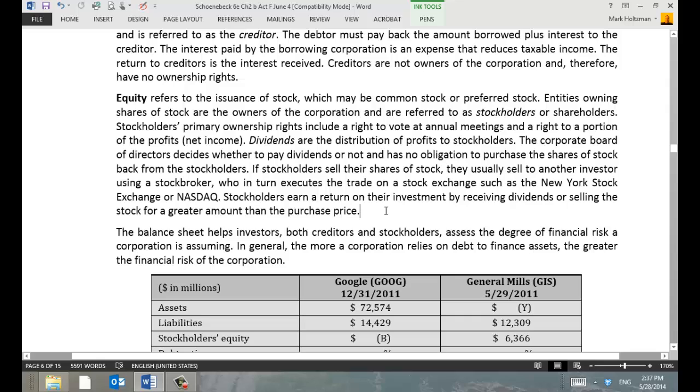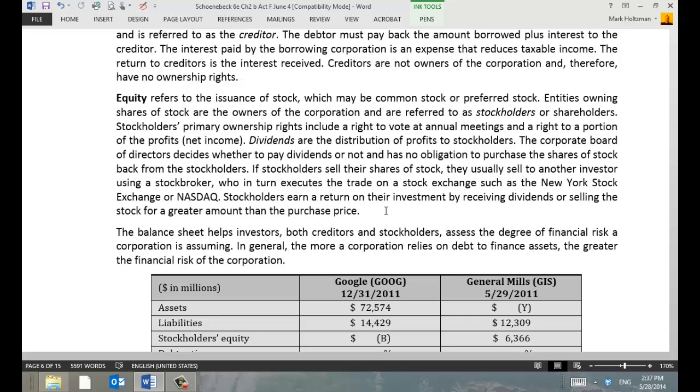On the other hand, with equity, if you're financing your operations with equity, that means that you have to share your profits with the new stockholders because you're letting new stockholders in. So that means you're going to have to share your profits with them. You're accepting a partner.